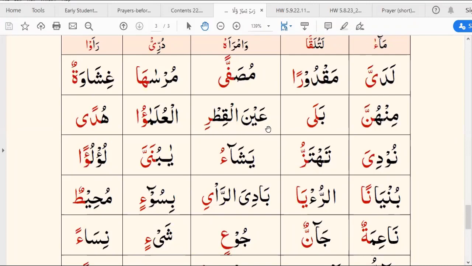Try. Yes, you're right. It is a bit tricky to pronounce. Qitr. That's right. You did it beautifully, mashallah. Okay, we'll try and do one more.